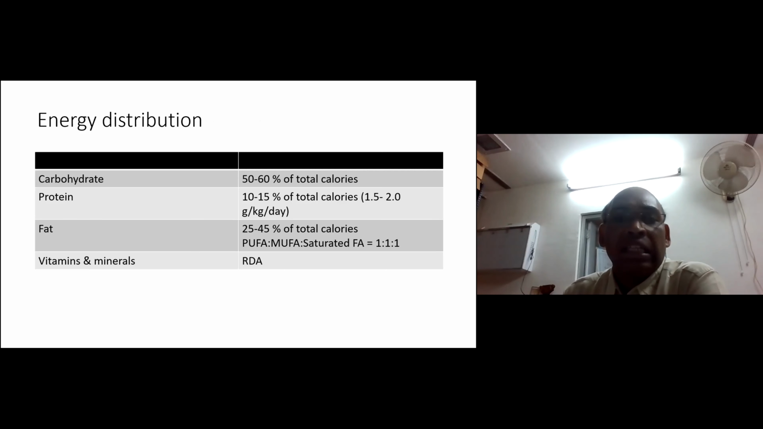Coming to energy distribution, it will normally be 50 to 60% carbohydrate, and protein 10 to 15%, maybe more during the recovery phase. Fat requirement is 25 to 45%, with 20 to 25% in the initial phases. In recovery phases, it goes to 40 to 45%. For vitamins and minerals, recommended allowances apply, and later on more may be needed.